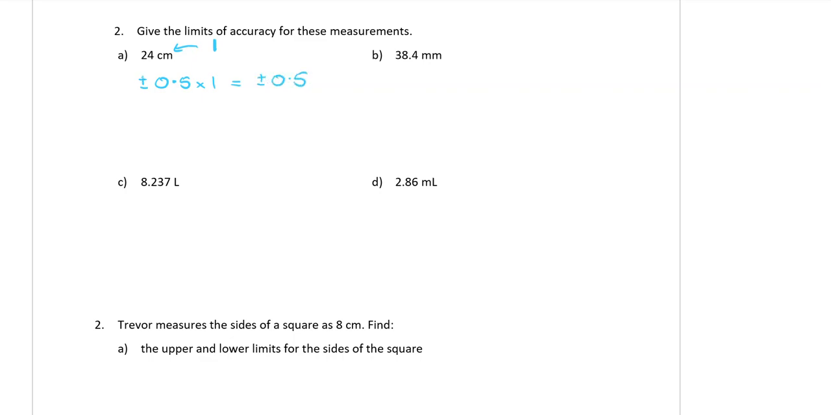Okay, to work that out as a measurement, if I subtract 0.5 off 24, the smallest my measurement would be is 23.5 centimetres. If I add the 0.5 onto 24, I get 24.5 centimetres, which means the real measurement is somewhere between 23.5 and 24.5 centimetres.